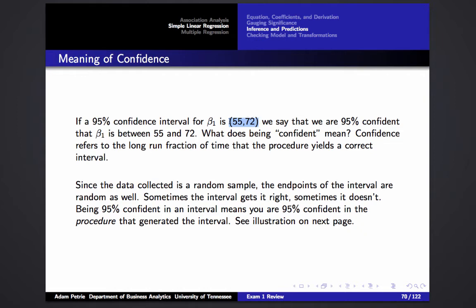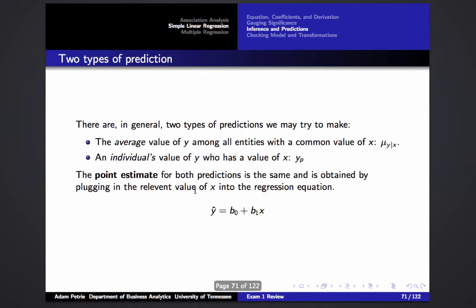But we know that in the long run, 95% of these 95% confidence intervals we end up constructing will end up containing beta 1. The only issue is we never actually know which ones do. We just know in the long run, beta 1 is going to be inside there 95% of the time.